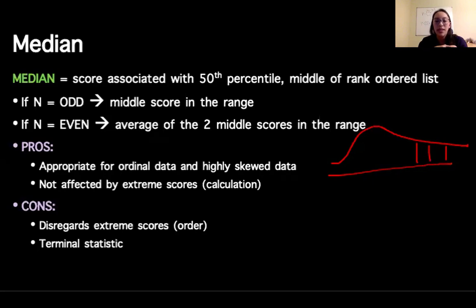Any questions on the median? Okay, I'm going to take that as a no.